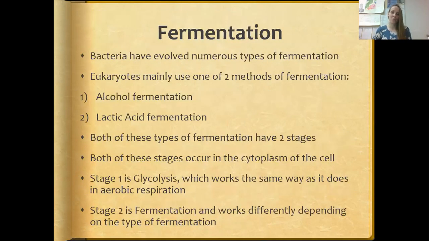So bacteria have evolved a whole bunch of different types of fermentation, but in eukaryotes, which are organisms like ourselves that have nuclei in our cell, there are 2 different methods of fermentation. One is alcohol fermentation, the other is lactic acid fermentation. Both of these types of fermentation have 2 stages, and they both occur entirely in the cytoplasm of the cell. For both types of fermentation, stage 1 is glycolysis. It works the exact same way as it does in aerobic cellular respiration. And then stage 2 is the fermentation, which will be either the alcohol or the lactic acid.